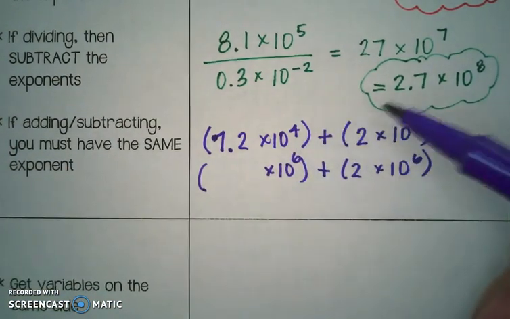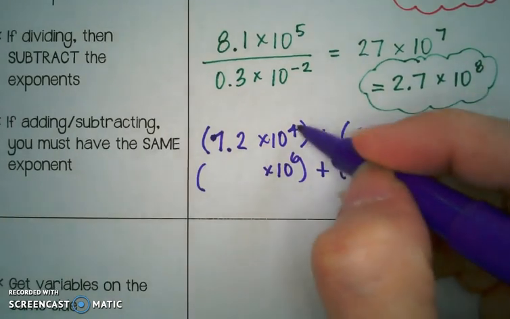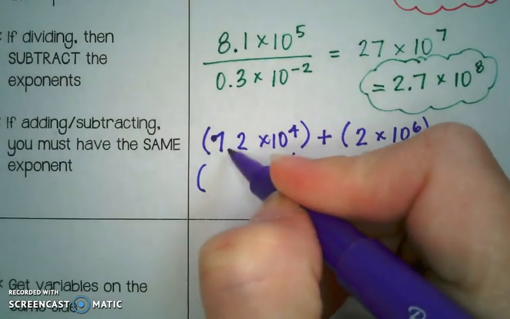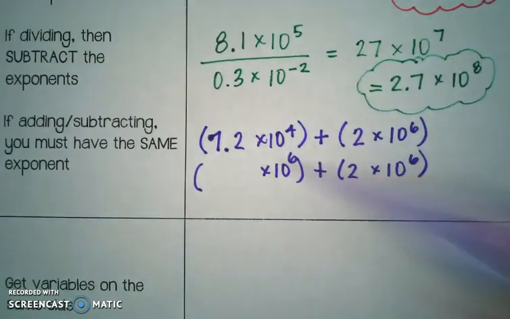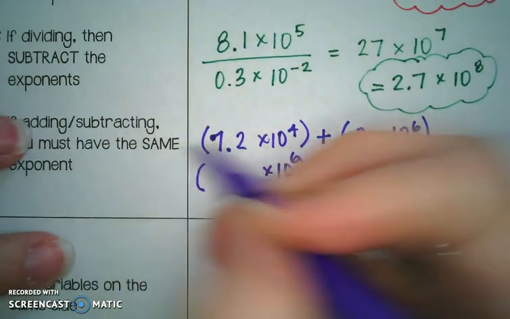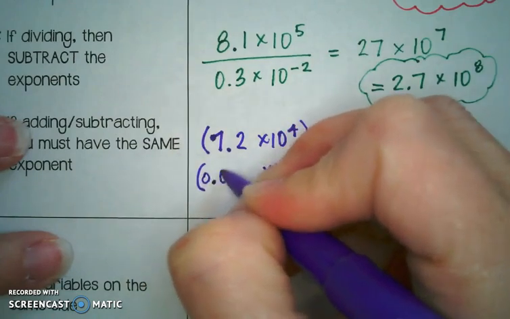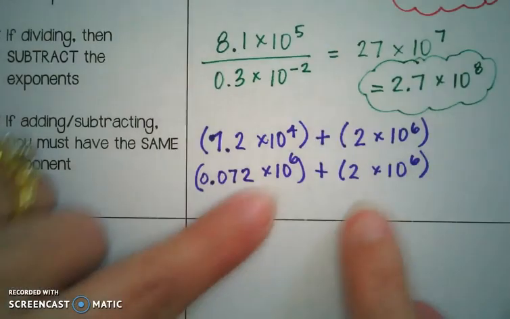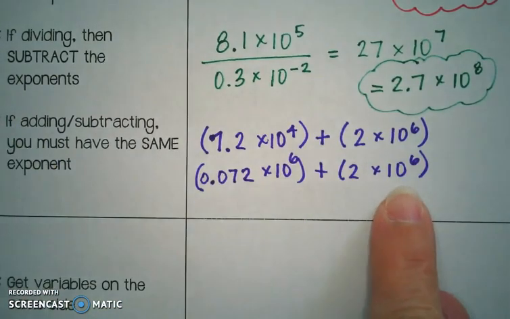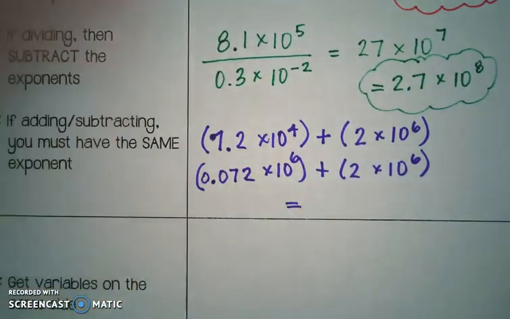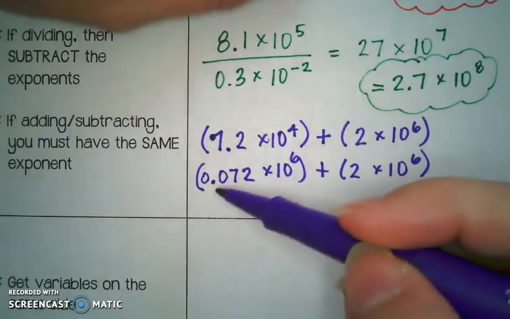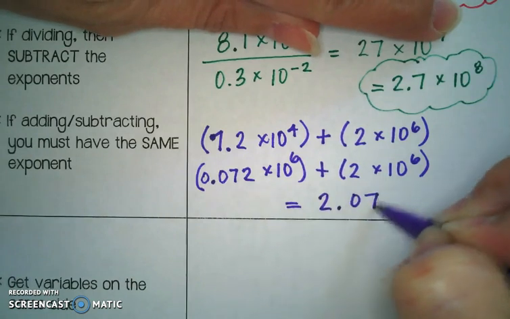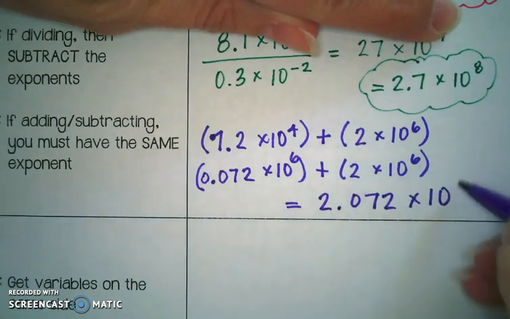So let's think about just like what we did up here. Since I made the exponent 2 larger, I have to move the decimal 2 smaller. So moving the decimal 2 smaller is going to be 0.072. So now I have the same exponent, so I can add them together. So 2 added to 0.072 is going to be 2.072 times 10 to the 6th.